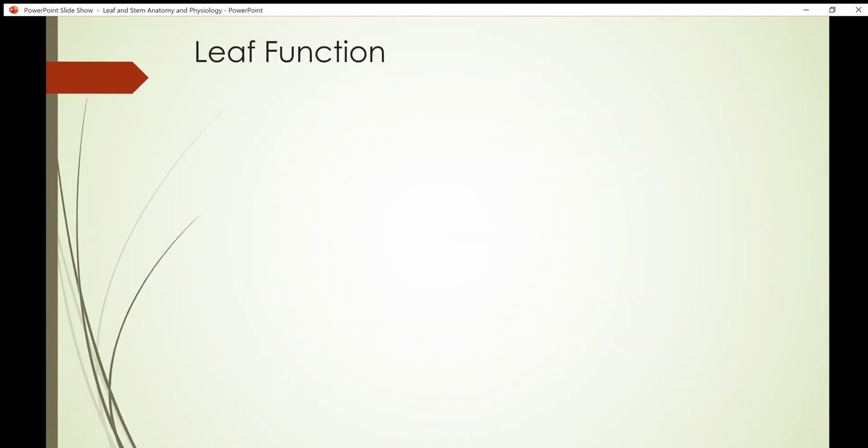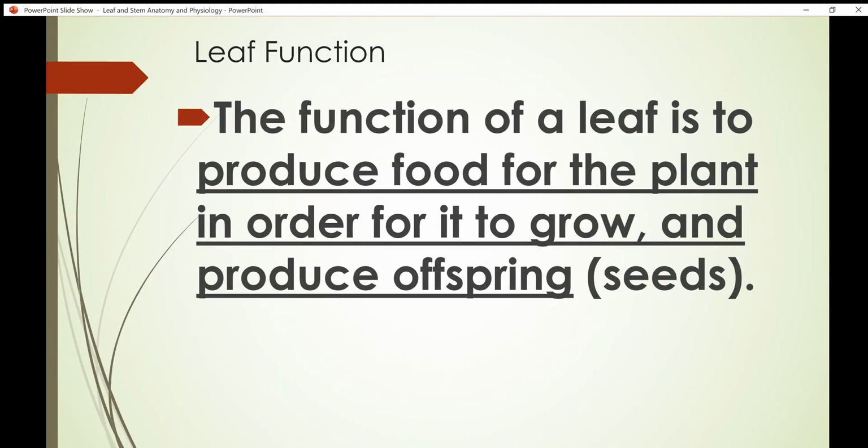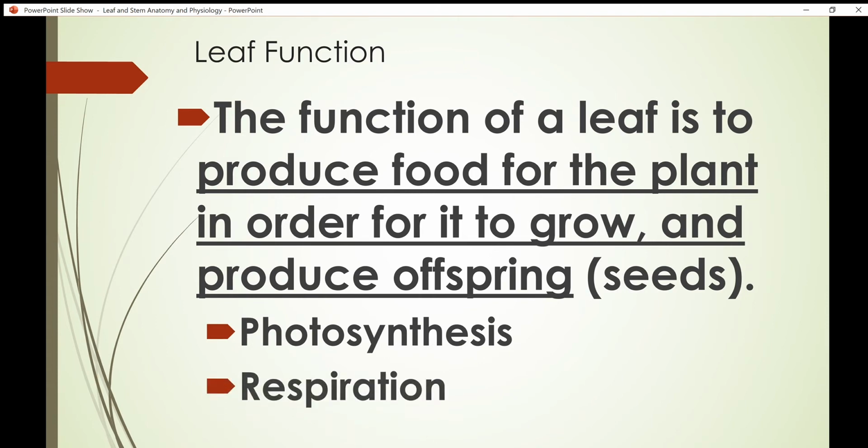So moving into leaves, the function of the leaf is to produce food for the plant in order for it to grow and produce offspring. So in the leaves, photosynthesis happens, as well as respiration. Photosynthesis happens in the presence of sunlight, and respiration happens in the presence of darkness.